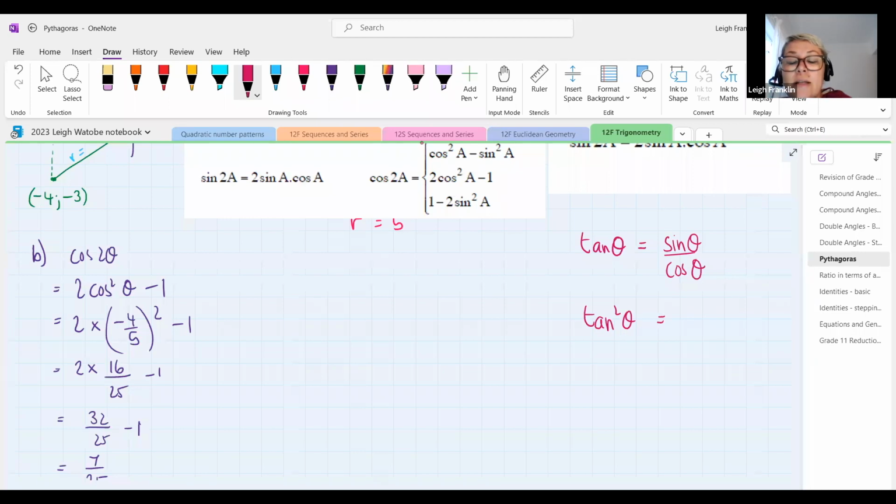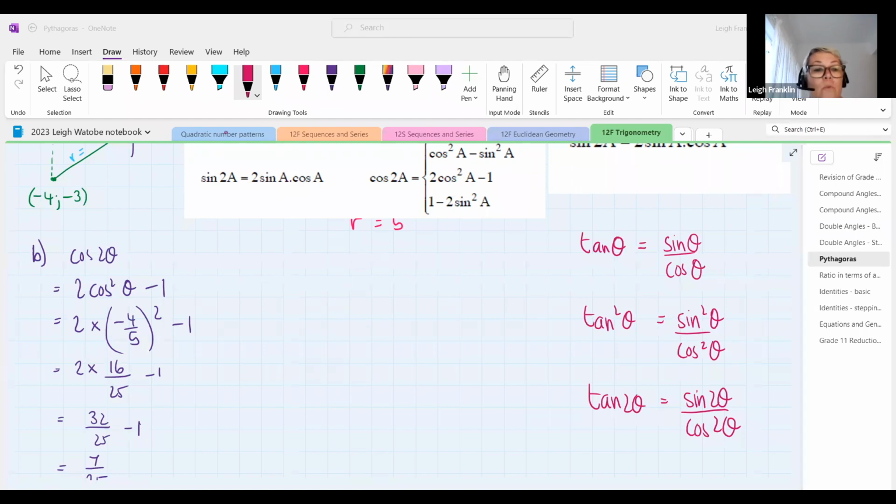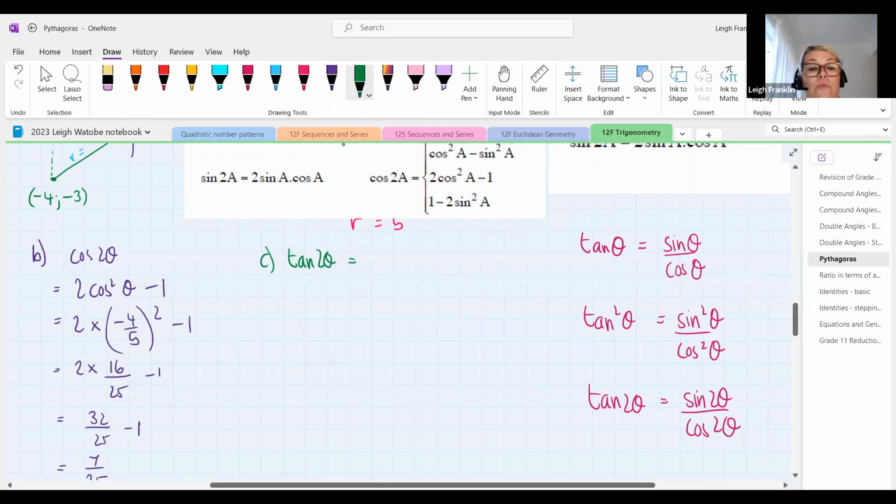So if you've got tan squared theta, you would write it as sine squared theta over cos squared theta. And if you had tan 2 theta, you'd write it as sine 2 theta over cos 2 theta. Okay, so bear that in mind going forward as well. So in this question where they give us tan 2 theta, we will rewrite this as sine 2 theta over cos 2 theta.